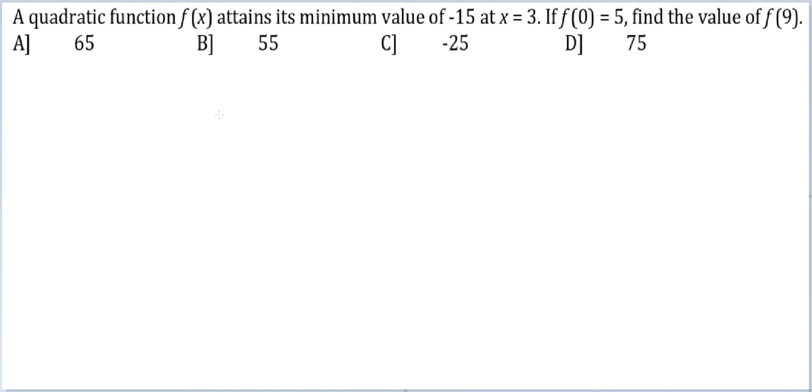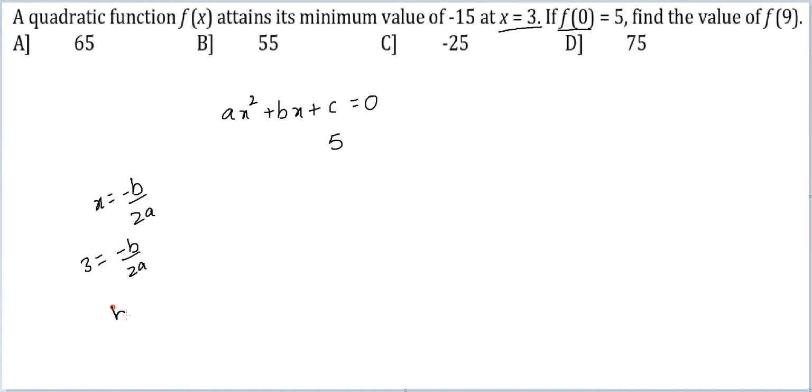Standard form of a quadratic expression is ax square plus bx plus c is equal to 0. So if f(0) is equal to 5, effectively they are saying c is equal to 5. Also, you attain your minimum value at x equal to minus b by 2a. So 3 is minus b by 2a, or b is equal to minus 6a.